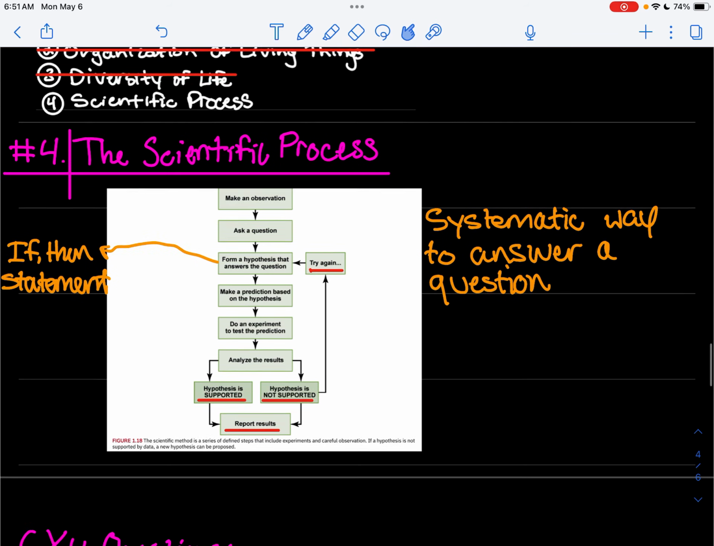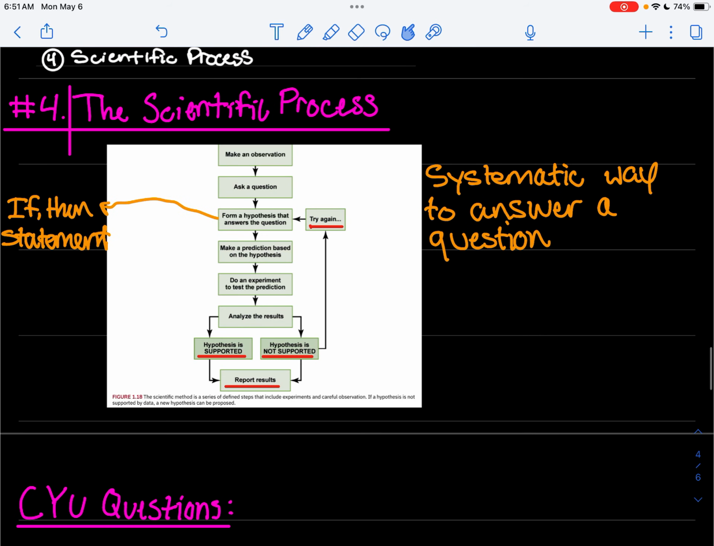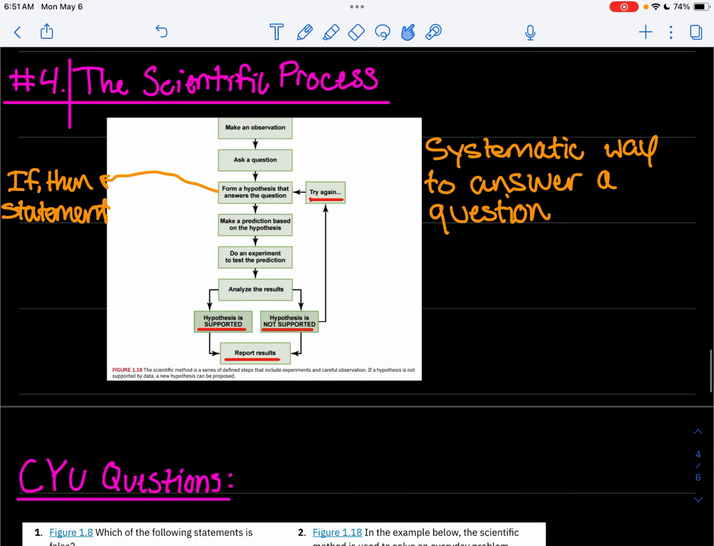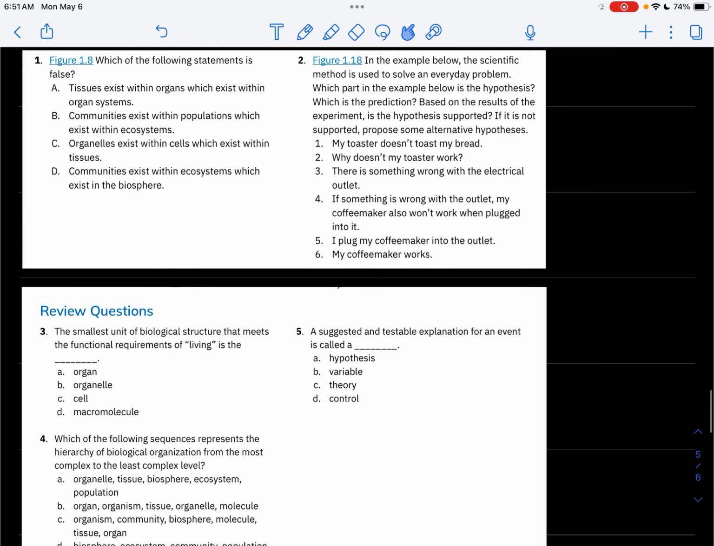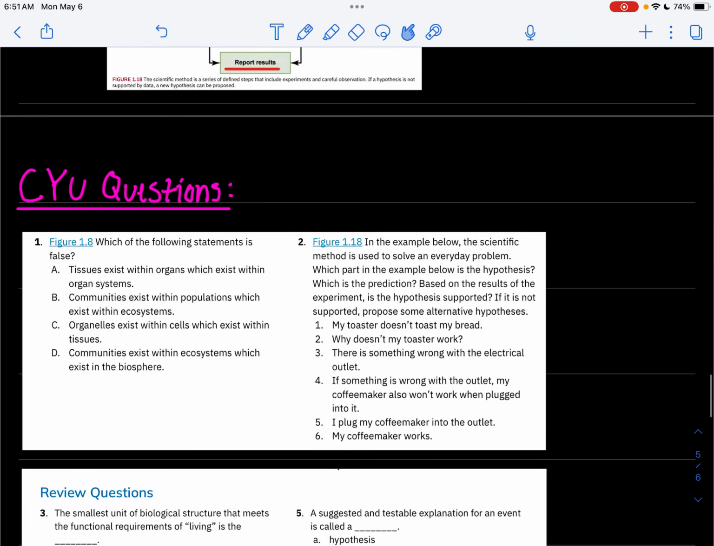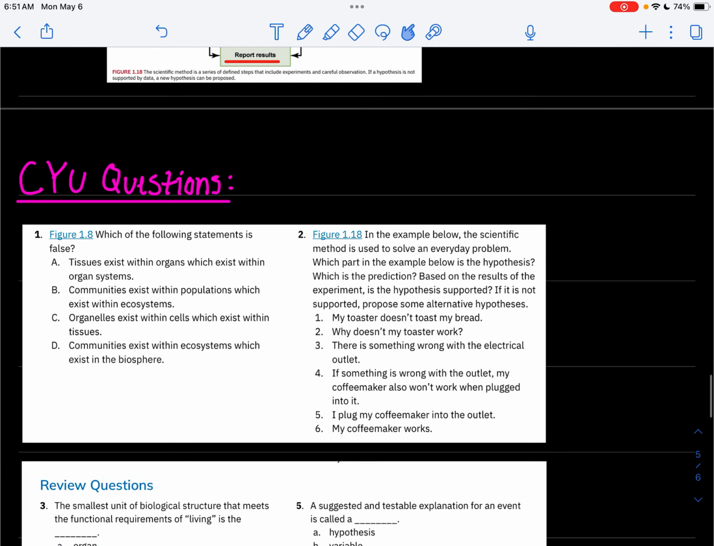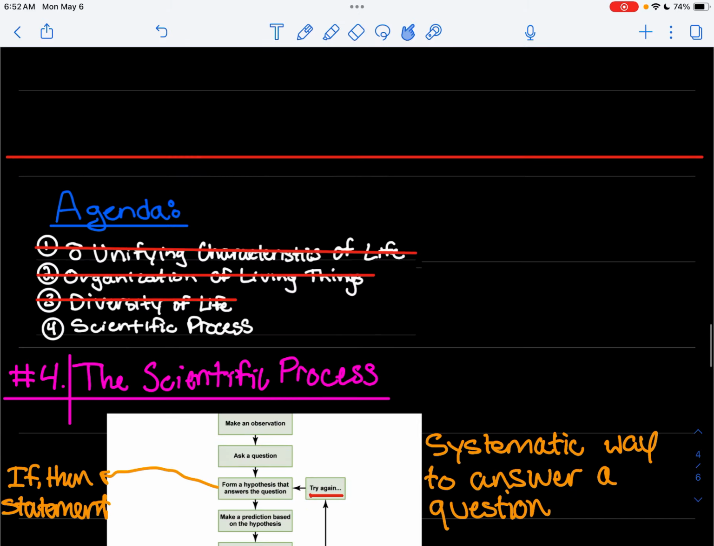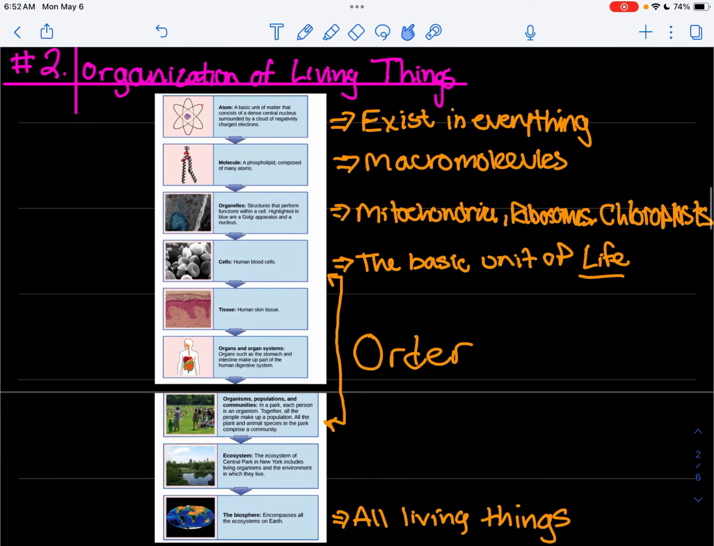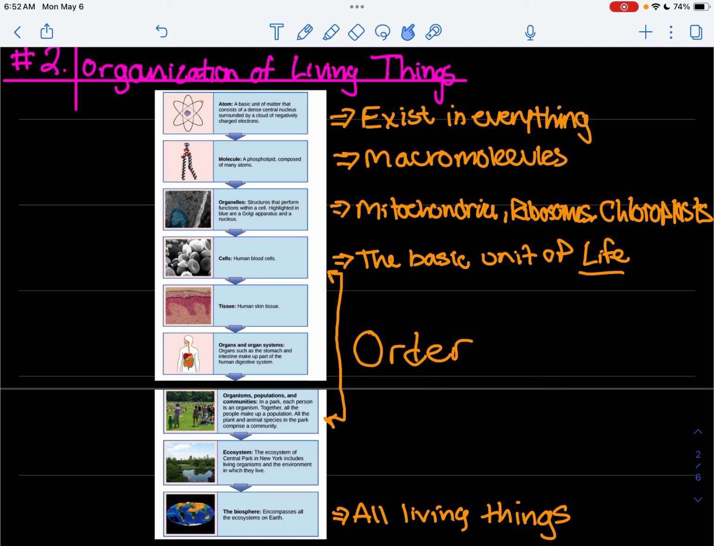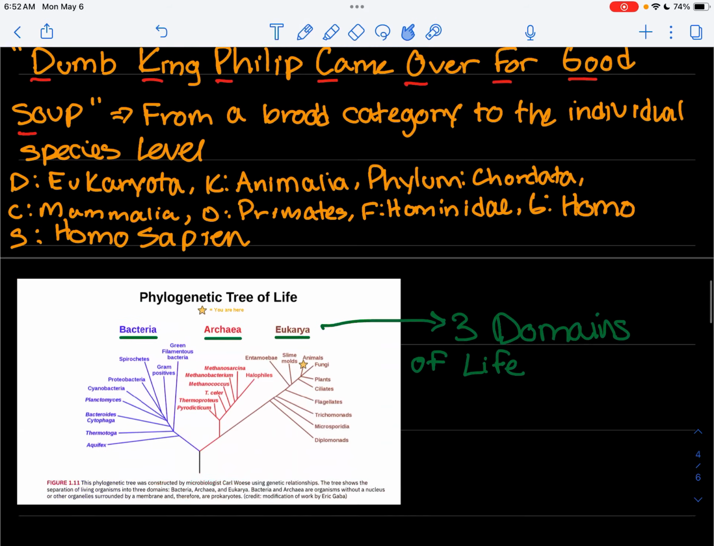Perfect. Okay, so we have made it through all of the content in this video. So we are now going to look at some check your understanding questions to finish up. So I believe there's 5. Yep. So let's start with questions 1 and 2. In figure 1.8, which of the following statements is false? So figure 1.8 is this figure. So go ahead, keep this. Okay, now let's go answer the question.